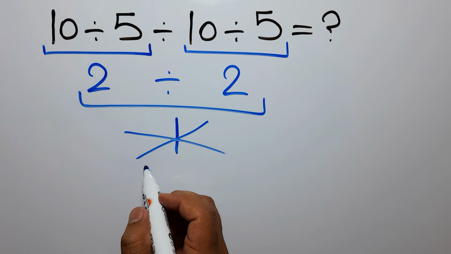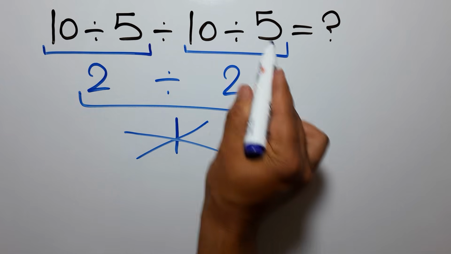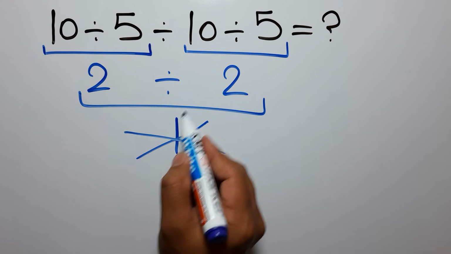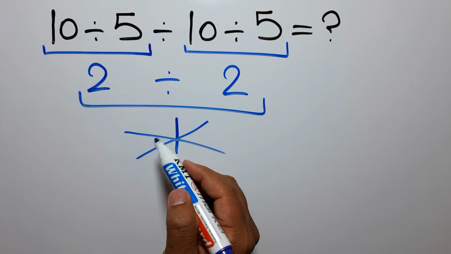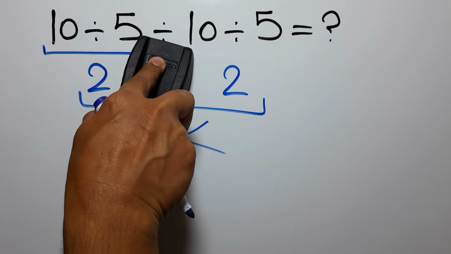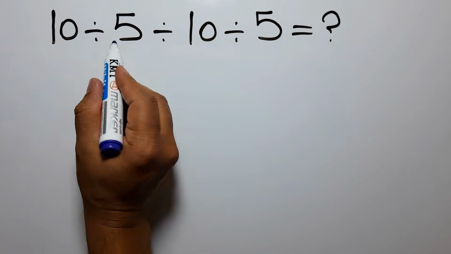Because according to the order of operations, when we have more than one division in an expression, we have to work from left to right. So therefore, first we have to do this division, then this division, and finally this division. If we do this division before this division, it is wrong. So first we have to do this division.